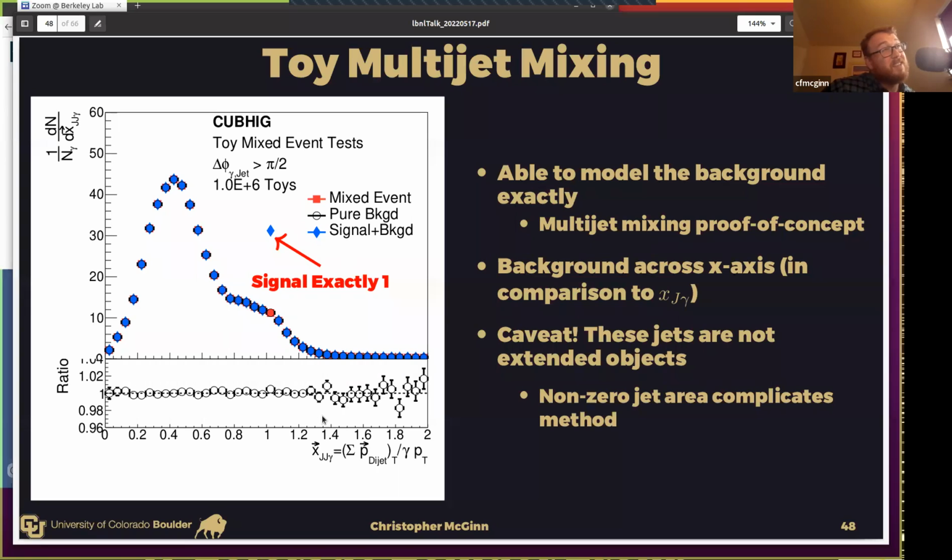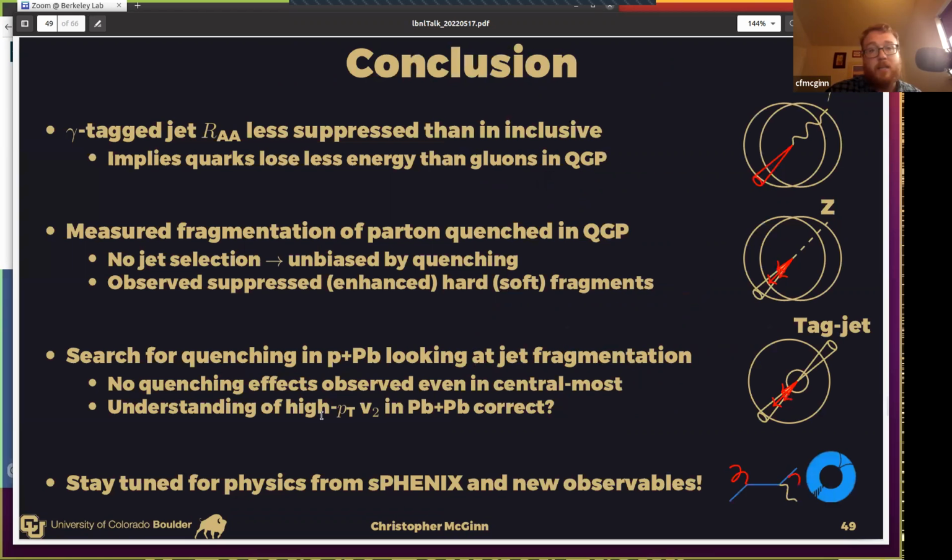I made my jets effectively point-like here, just for the toy. So there are complications to this method when you have a non-zero jet area. However, I think we can get back to the multi-jet physics, even with those complications. And so that's the last thing I wanted to leave you with before my little conclusion here.